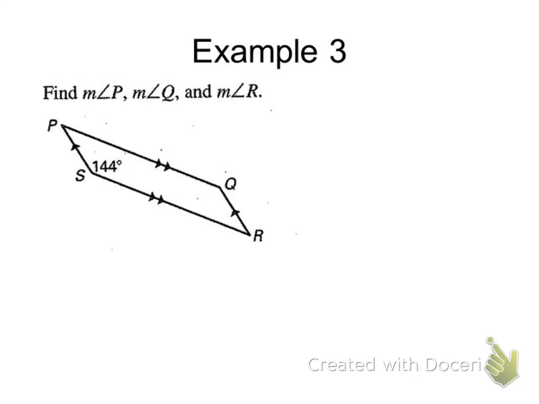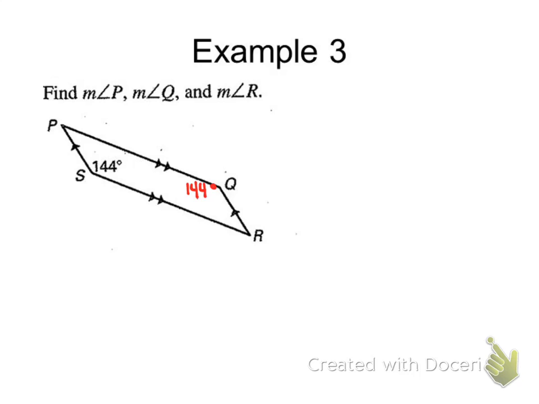All right, now one of these angles we know right away without doing much work. Which one is it? We know S, right? Which other one do we know right away? Q. The angles across from each other, the angles opposite, are the same. So what is the measure of angle Q? 144. Good. Now, I'm going to have to do a little bit more math to find angle P and angle R.